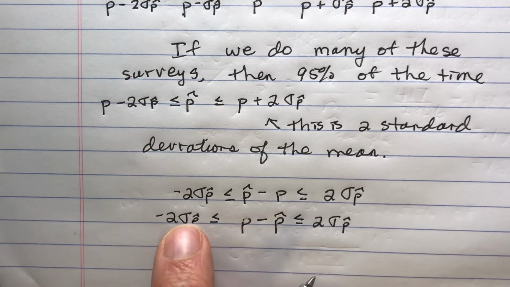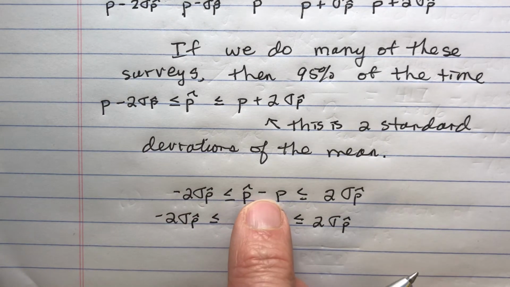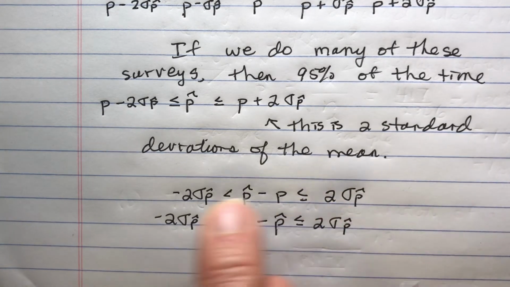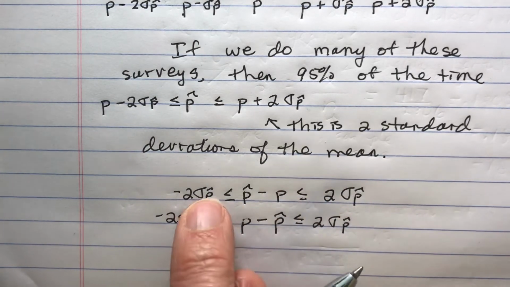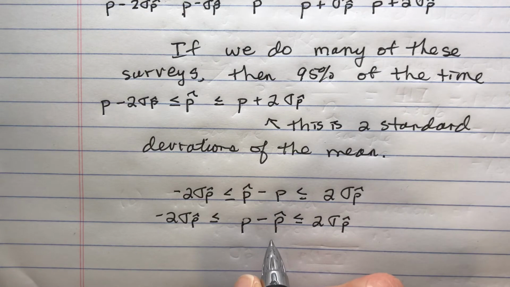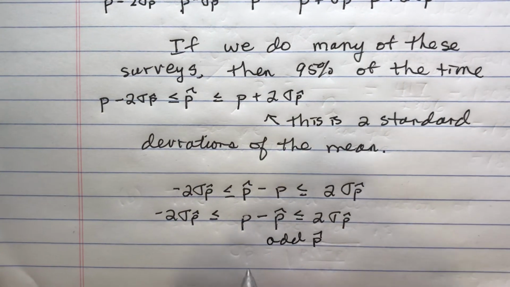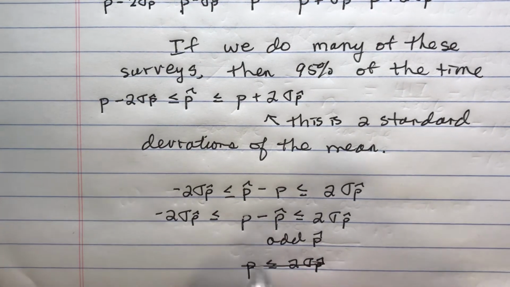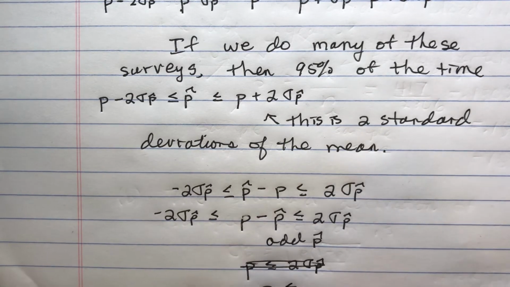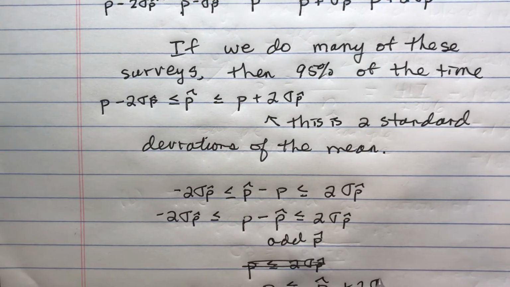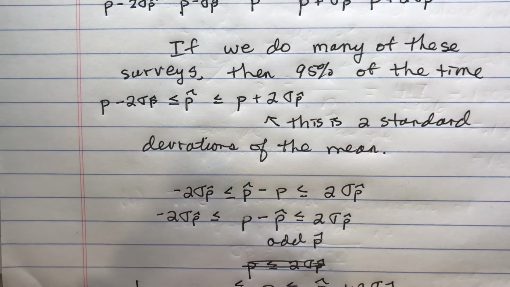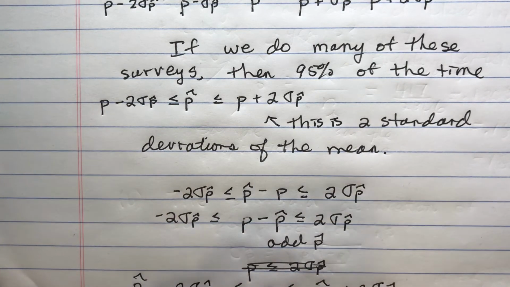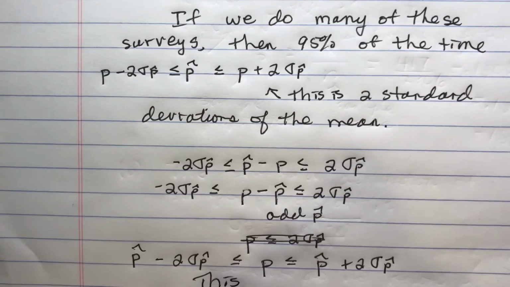two standard deviations. What I did is multiply through by -1. So -1 times p hat is negative p hat, -1 times p is negative p. When you multiply by a negative, you change the direction of the inequality. Now I'm going to add p hat, and the result is that p is between p hat plus 2 sigma p hat and p hat minus 2 sigma p hat. This is a 95% confidence interval.